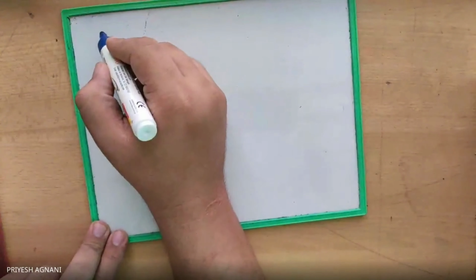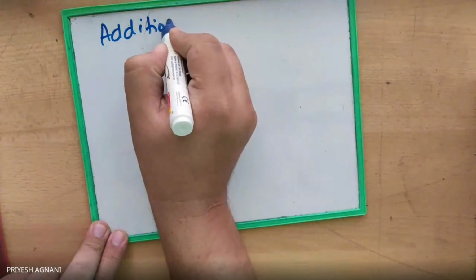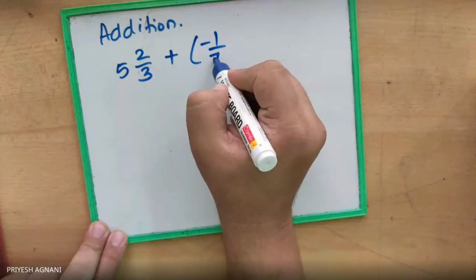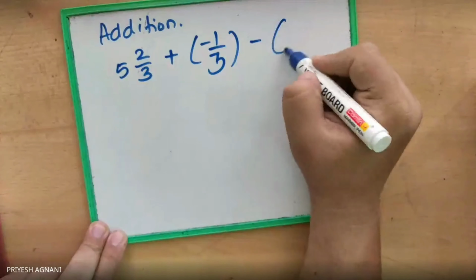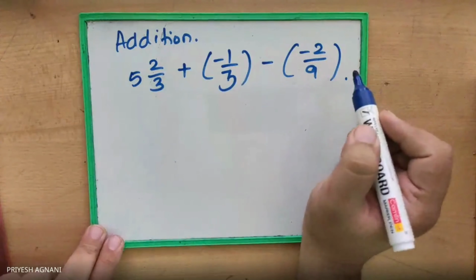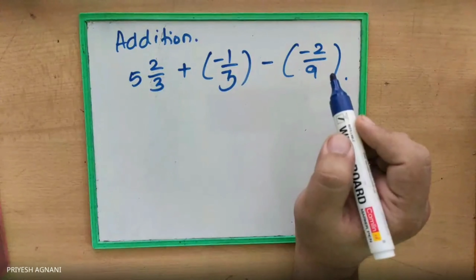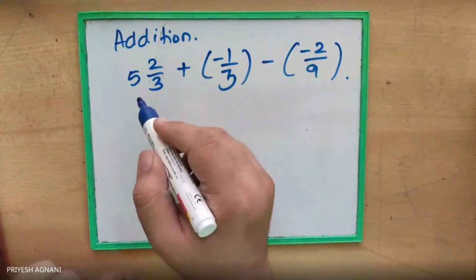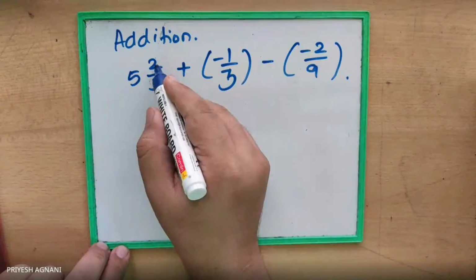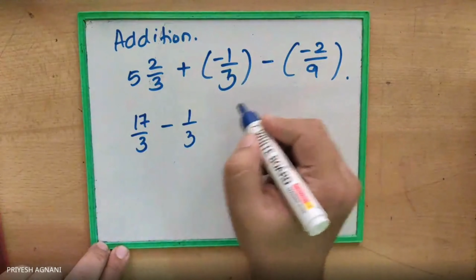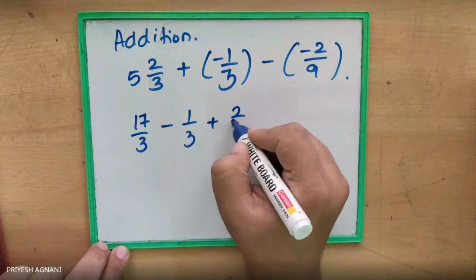Now there are a few examples. In addition of rational numbers, for example, it is 5 integer 2 upon 3 plus minus 1 upon 3 minus 2 upon 9. This type of question is being asked. The first step, you have to open the packet. That becomes 5 3s are 15, 15 plus 2, 17 upon 3, plus minus becomes minus 1 upon 3, minus becomes plus 2 upon 9.